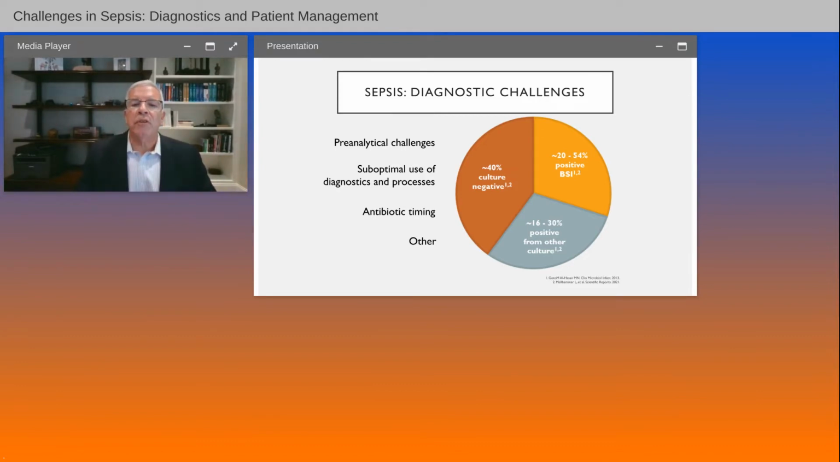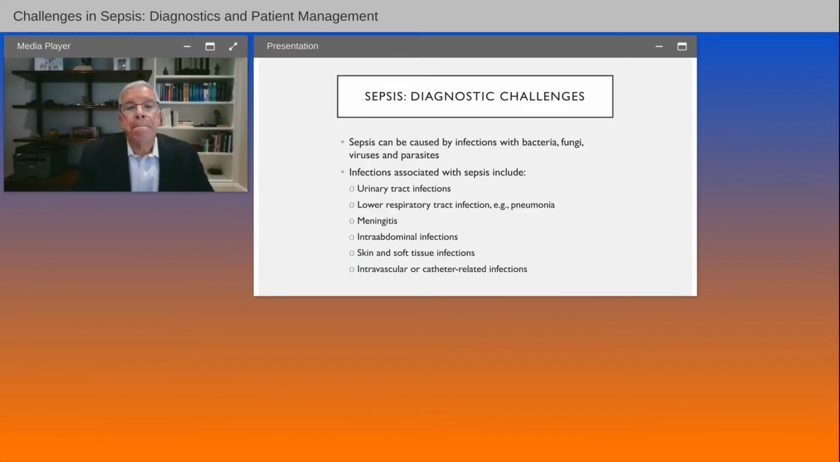But it's also important to look for other types of cultures that can help guide our management of these septic patients. Anywhere from 16 to 30% of patients with sepsis will have other positive cultures, like a respiratory culture or a urine culture. So it's important to collect the right specimens there. But still keep in mind, 40% of the patients have culture negative diagnostics. So our challenge is, how do we reduce that 40%? What are the opportunities to improve the blood cultures and the other diagnostic tests that we perform?